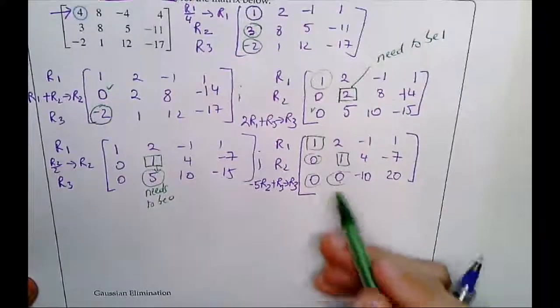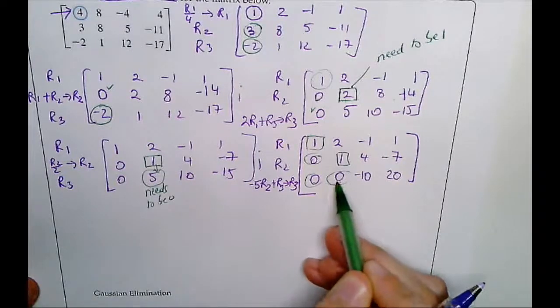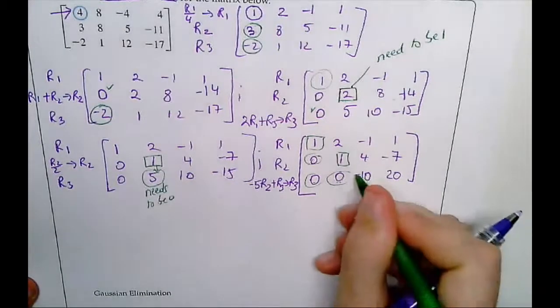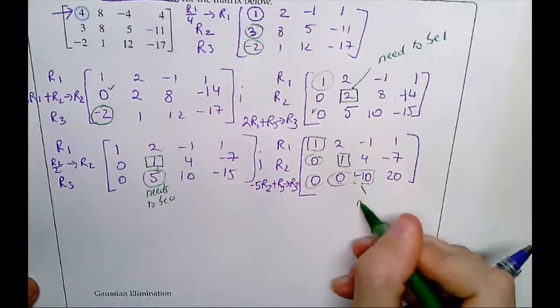Now we're moving on to row 3. What is the leading entry in row 3? What's the first non-zero entry in row 3? Well, it's negative 10, but I need this to be a 1. It needs to be a 1.